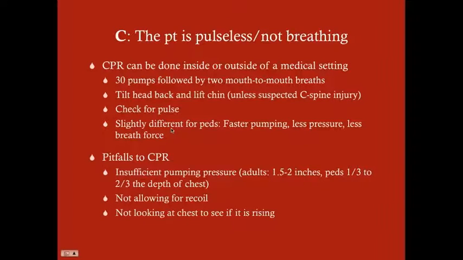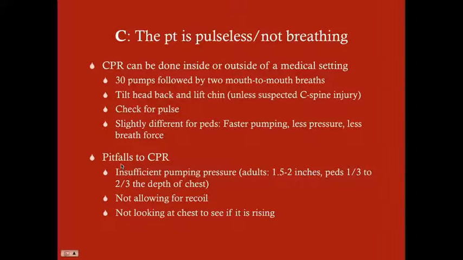I talked more about sort of the CPR stuff, the advanced cardiac life support in the cardiology section, so you can check there for more information about this. Now, if you have a pediatric patient, you pretty much do the same thing. Only difference is instead of going 100 beats per minute, you're going to go maybe 120 beats per minute or more, especially if it's a neonate. And then, of course, you're going to use less pressure and less breath force.